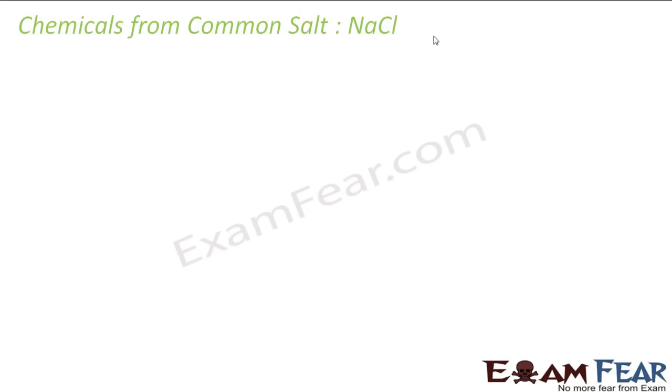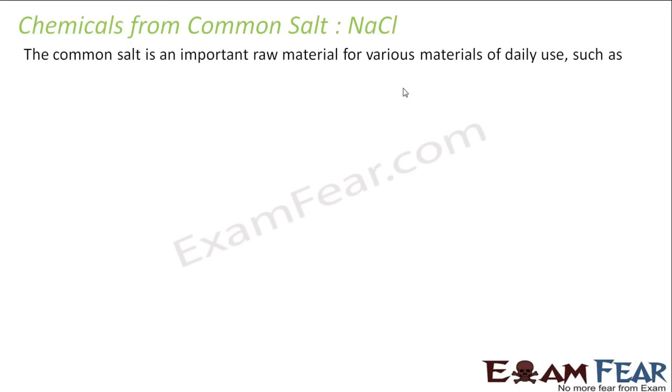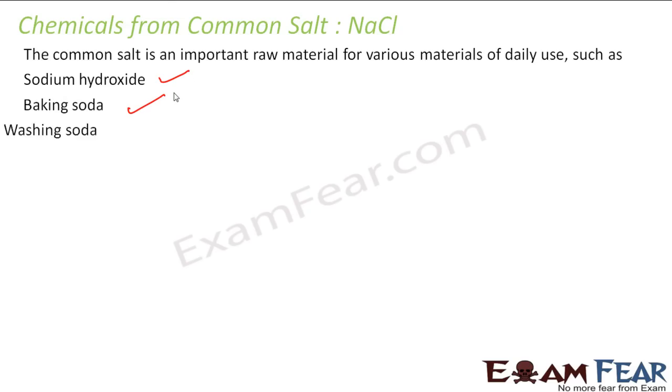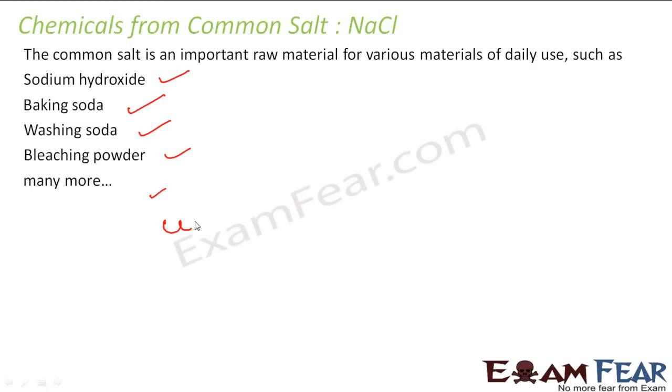Now we know that NaCl is a very useful salt, and we derive a lot of chemicals from NaCl. So let's see this. The common salt is a very important raw material for daily use, such as you get sodium hydroxide from that, you get baking soda from that, you can make washing soda from that, you can make bleaching powder from that, and you can make many more things, like chlorine gas. You can take out sodium also. So sodium chloride holds a special respect and position in our chemistry.